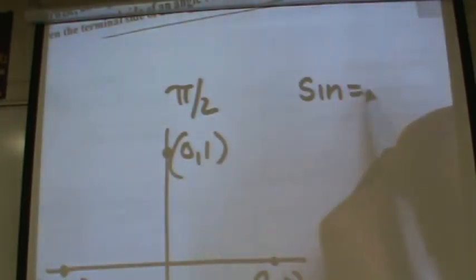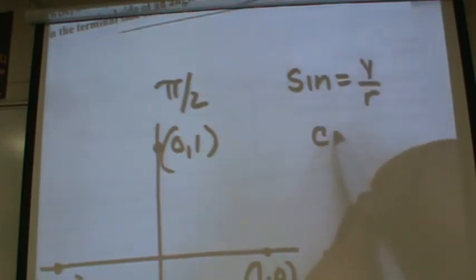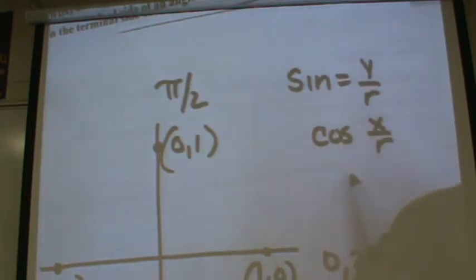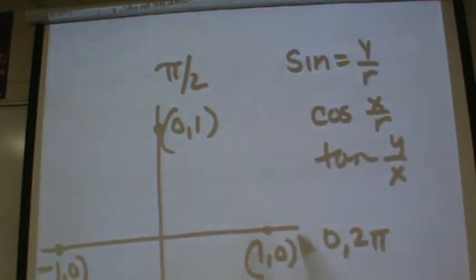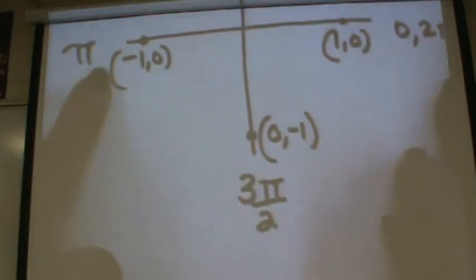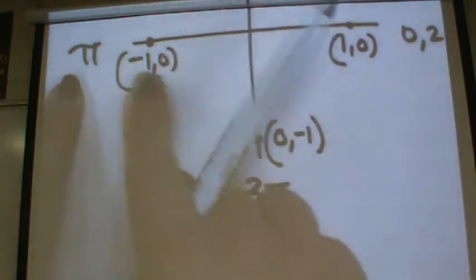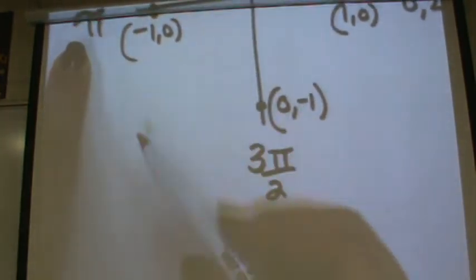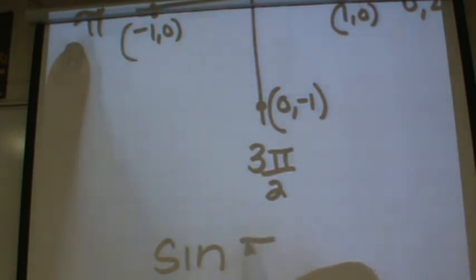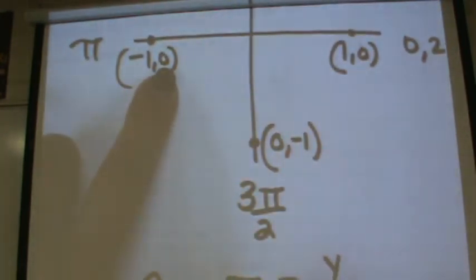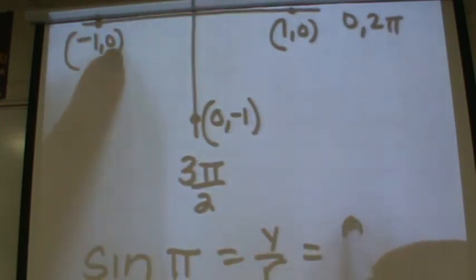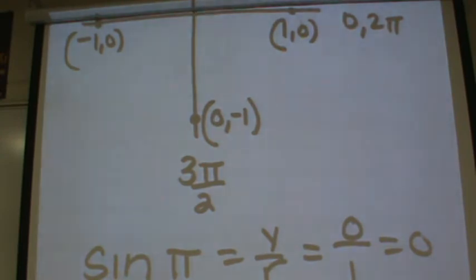And then you have to know, what is the definition of sine? Sine is y over r. Cosine is x over r, and tangent is y over x. So if I say, what's the sine of pi? I know where I'm at. I know the x and y value at that spot. You go here. Sine is y over r. The y value is 0. R is always 1. So the answer is 0. That's how you do those.